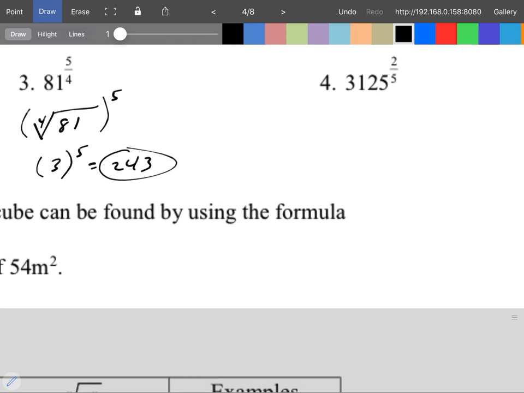Then same thing with number 4. So again, inside the radical, you're going to have the 3,125. The index is the denominator of the fraction power, so it's going to be a 5th root. And again, since the numerator of that fraction power is not a 1, I'm not going to put it inside the radical. I'm going to put it outside the parentheses.